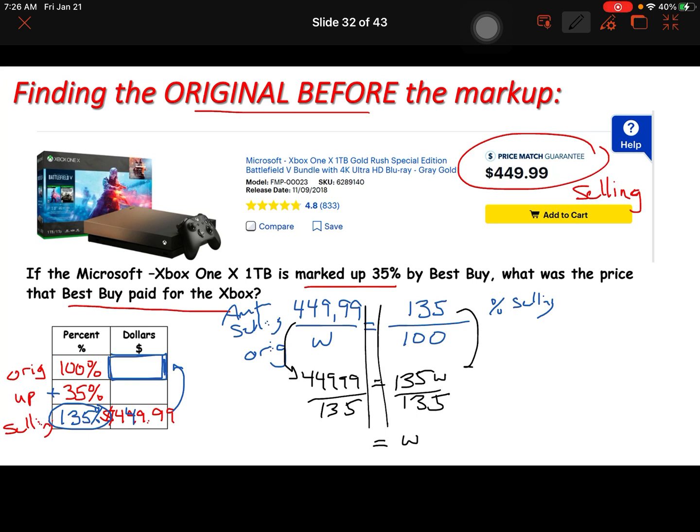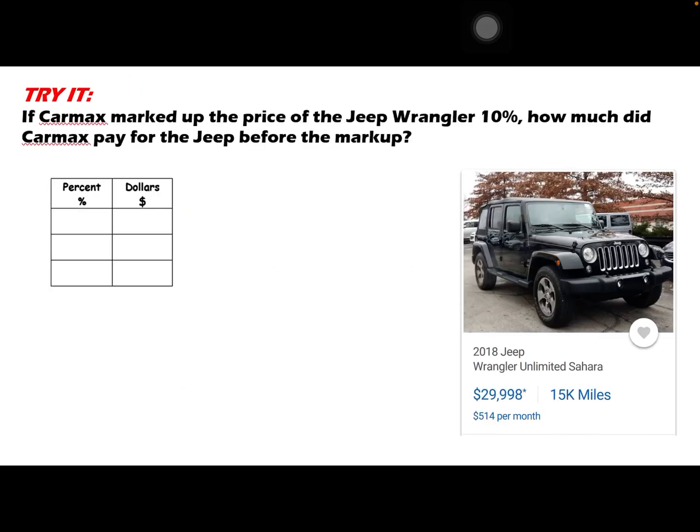The original cost for Best Buy in this case, and just like on your big ideas assignment yesterday, when you round, you need to round to the nearest penny. So they paid $333.33 for that, and that would go up here in the top. Obviously if we wanted to know what the markup was, we could subtract. So you can estimate really quick that they made slightly over $100 on that Xbox.